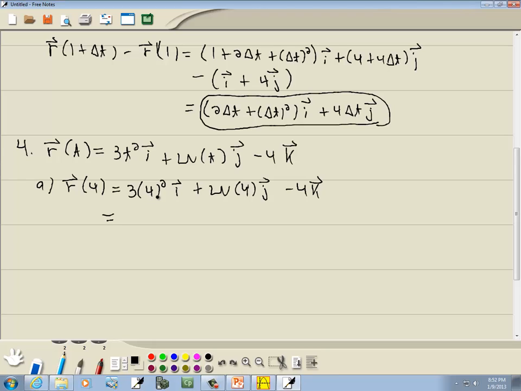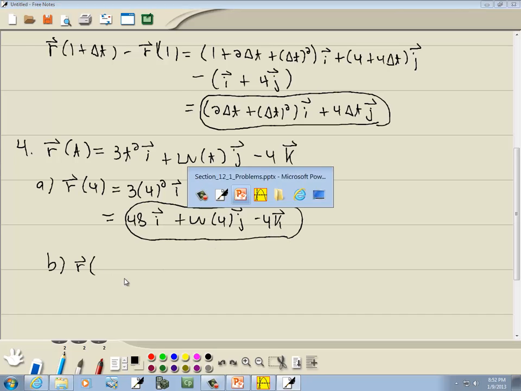4 squared is 16 times 3 is 48. i plus natural log of 4 j minus 4k. And that's our answer.